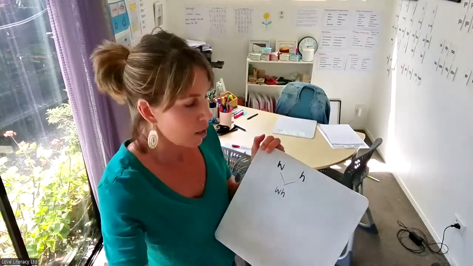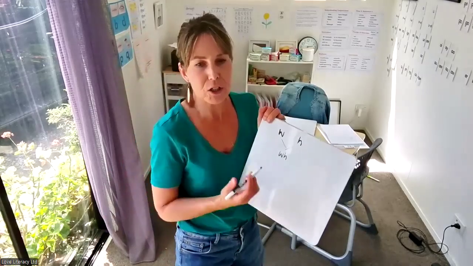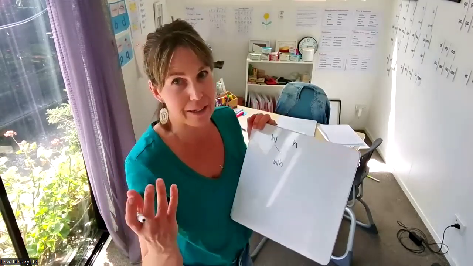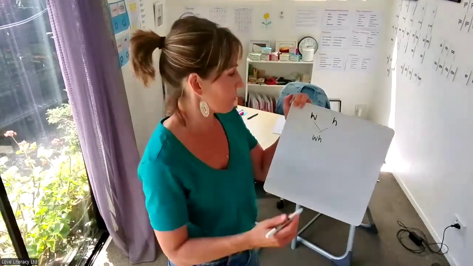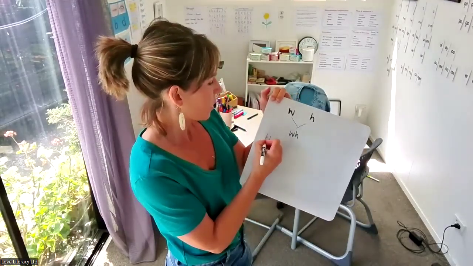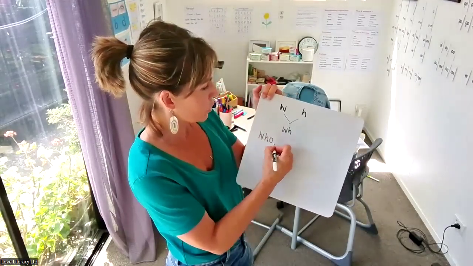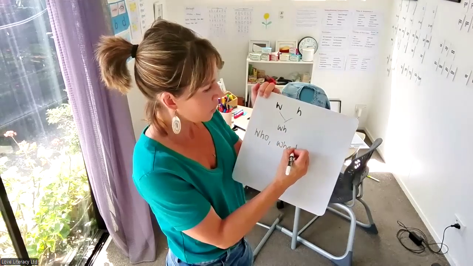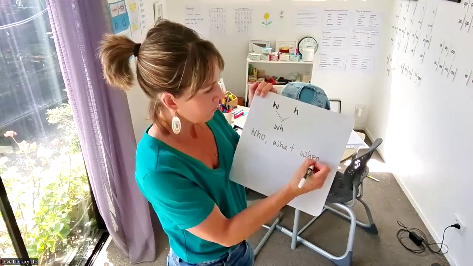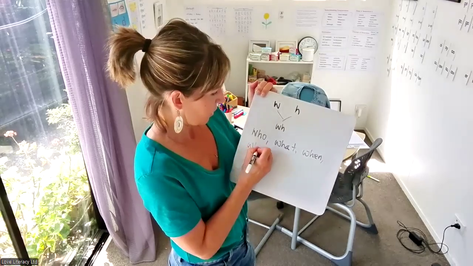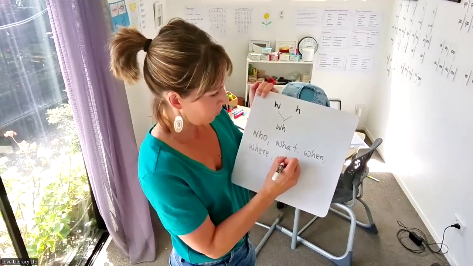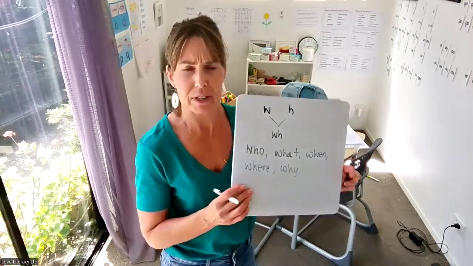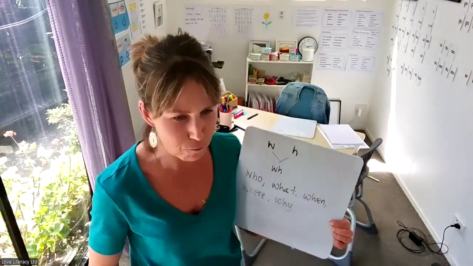It's a common digraph, especially because it anchors our question words. So I'm just going to start with that first of all. It anchors our question words: who, what, when, where, and why. And I am really having a terrible time with my whiteboard markers.